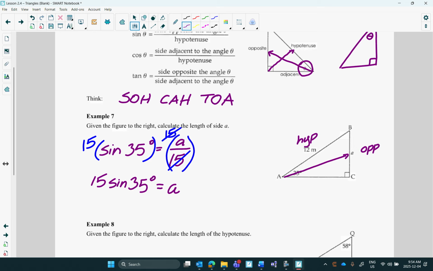12. Why did I put 15? Thank you. Right, that. So sorry, 12 times the sine of 35. And one decimal place will be fine. So using your calculator correctly, you should get 6.9 meters, rounded correctly to one decimal place.